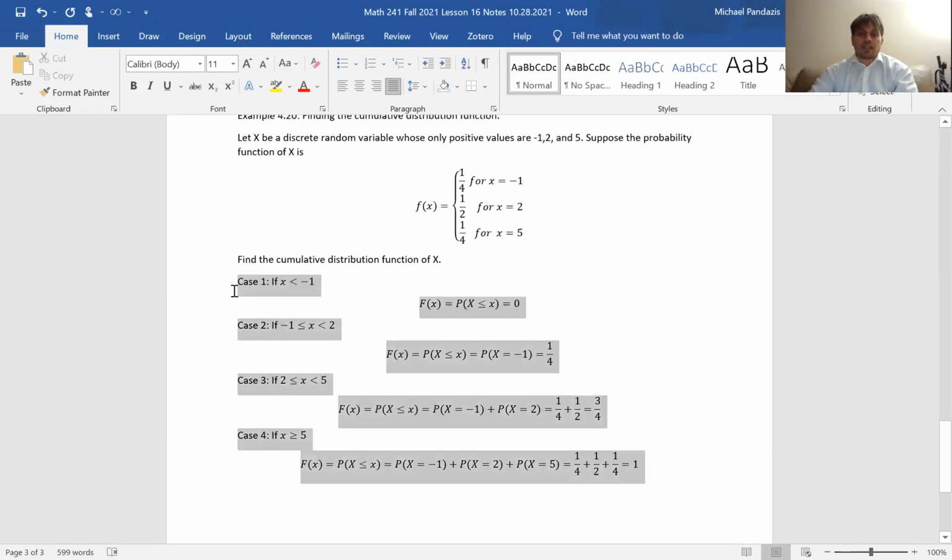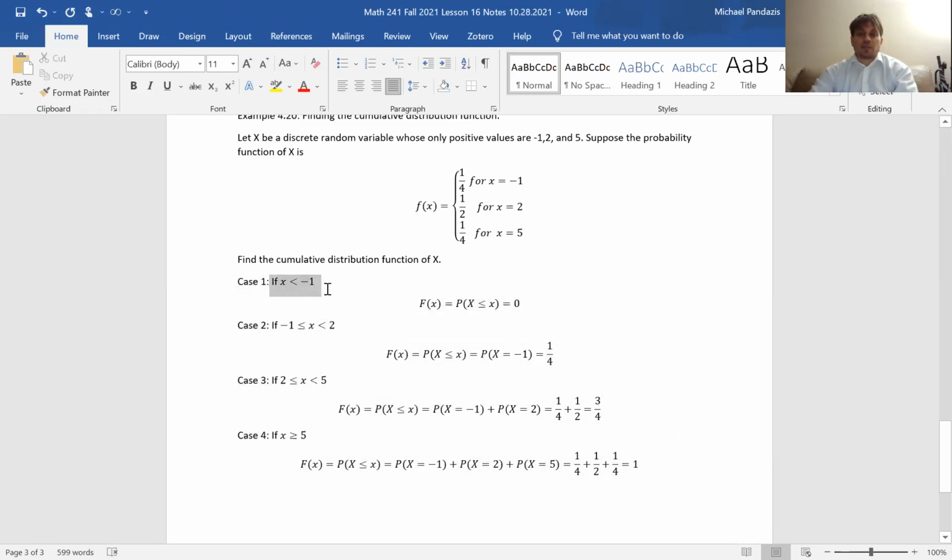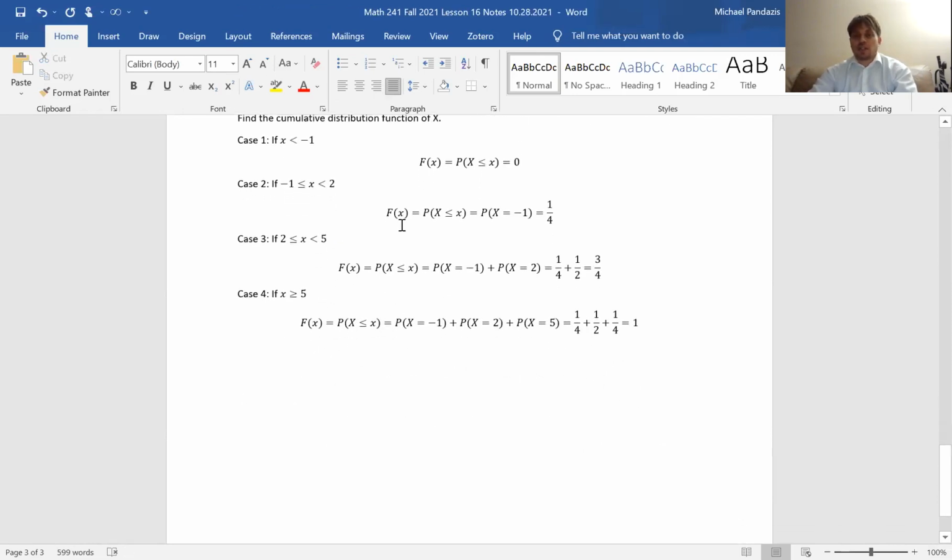And so for these four cases, these four subintervals, we exhaust the entire real line, meaning we separated it into four disjoint subintervals whose union is the entire real line. So every value of little x is covered in one of these four cases, and it's only in one case. So these cases are disjoint in a sense.